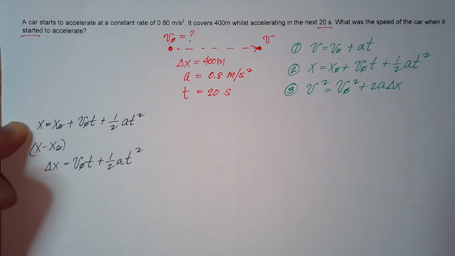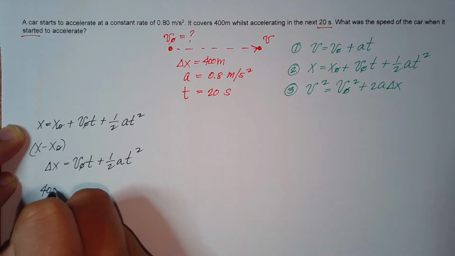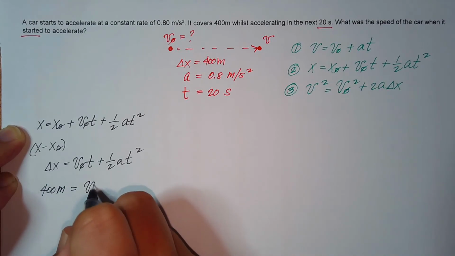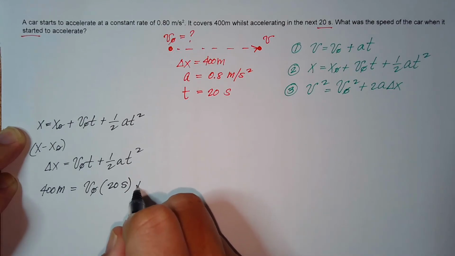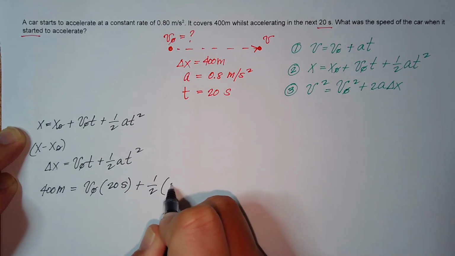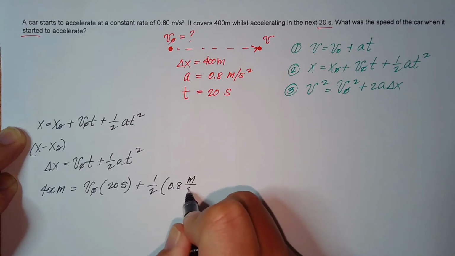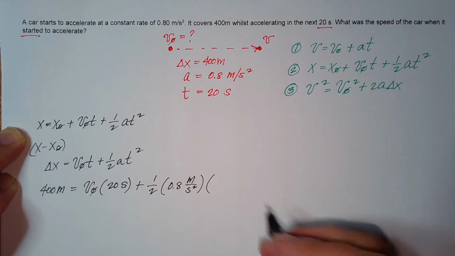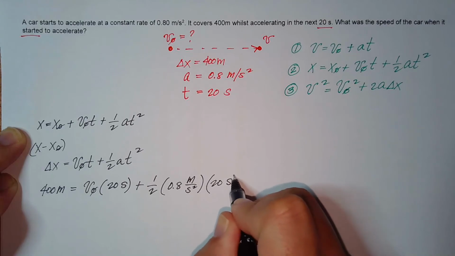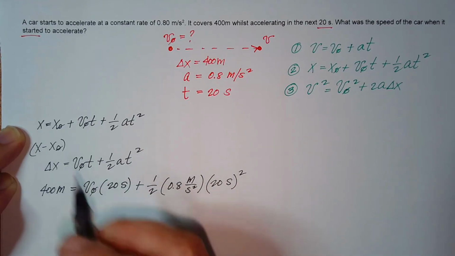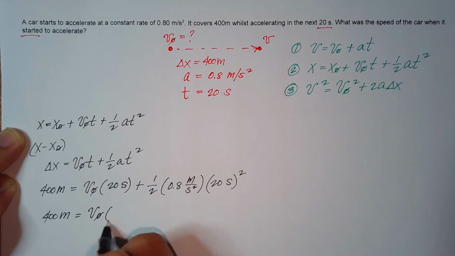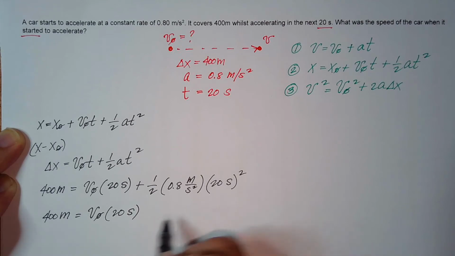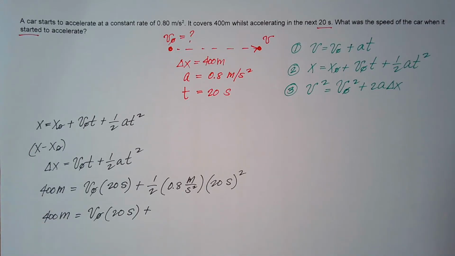So all we have to do is plug in the values, which will give us 400 meters equals v naught multiplied by time, which is 20 seconds, plus 1/2 multiplied by the acceleration, which is 0.8 meters per second squared, multiplied by the square of the time, which is 20 seconds squared. Let me add all these numbers.